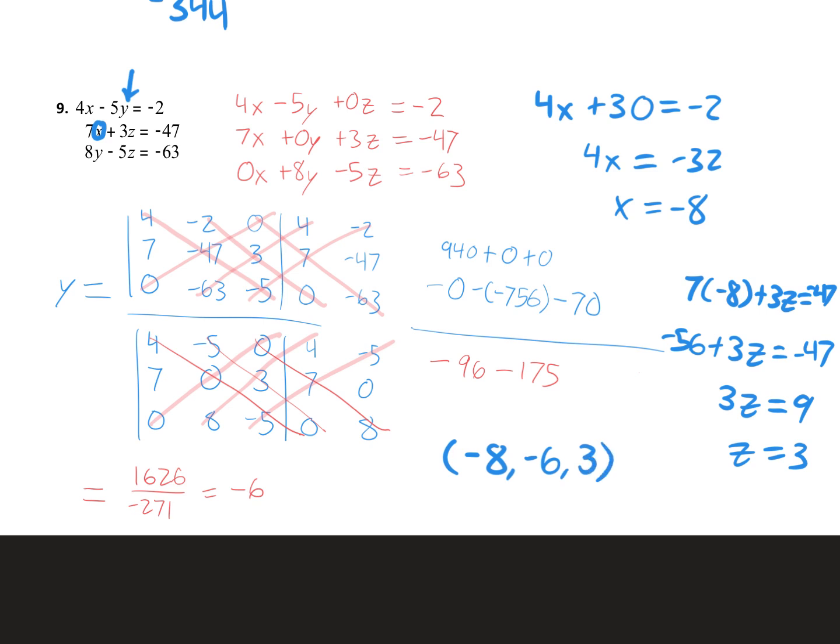Right, and then going back to number 8, you would have to use Cramer's rule to solve for one more variable, y or z, and then you could use substitution to find the final variable. And that is it for 3.7b.